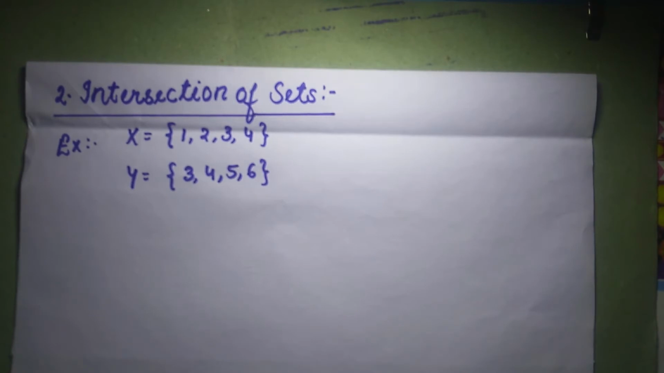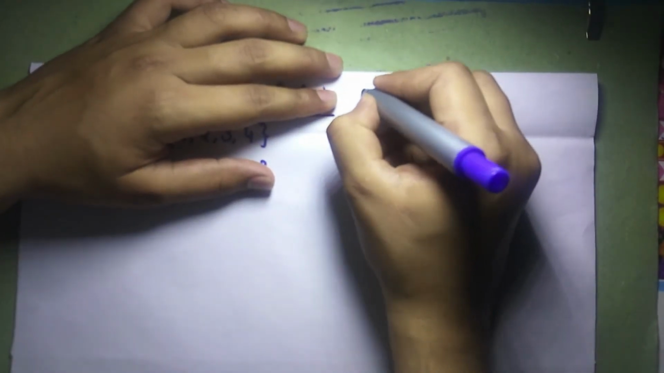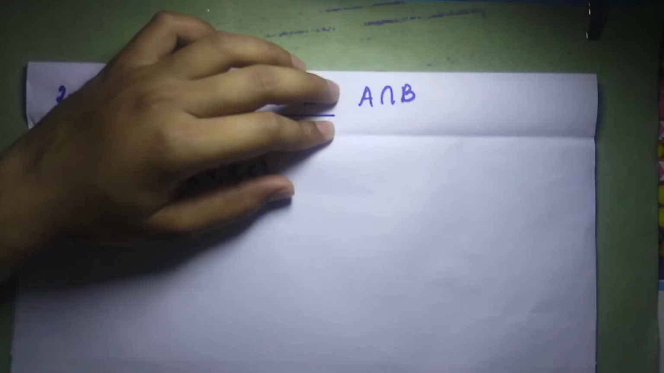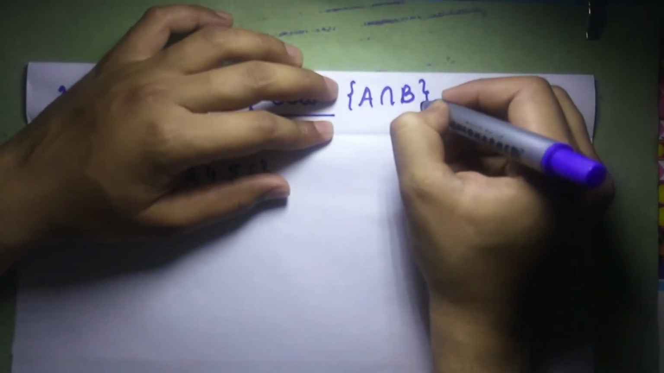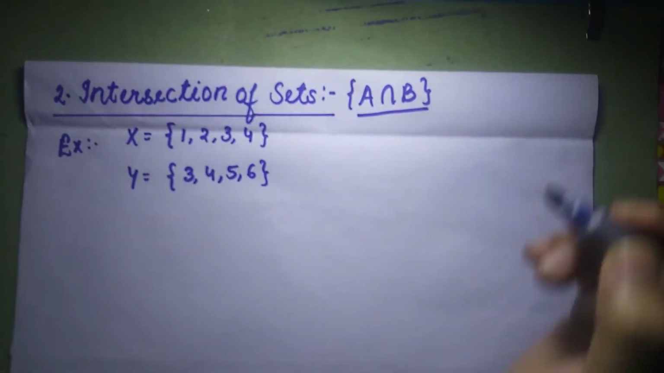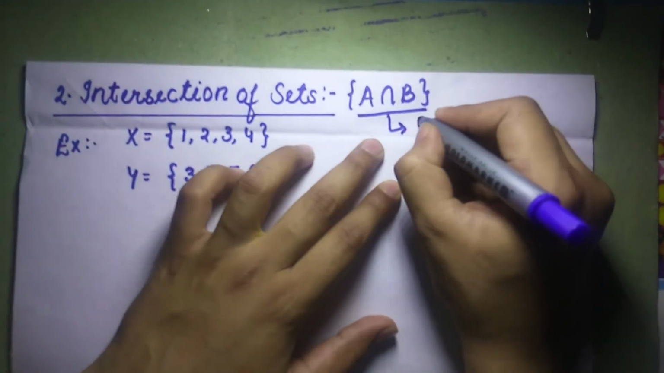So the intersection of sets is, and here one thing is main, A intersection B. We write the intersection of sets in this form: A intersection B, and this sign is called intersection.